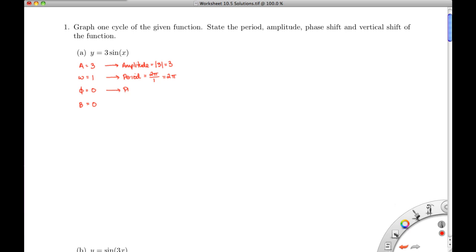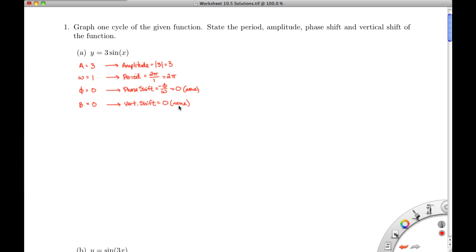The phase shift, in general, we define the phase shift as minus phi divided by omega. In this case, since phi is 0, the phase shift is 0, so there is no shifting going on. And with the vertical shift, this is what we get from the b. Since it's equal to 0, there is none. So we could say 0, or in both of these cases, we could just say none, and that'd be sufficient.